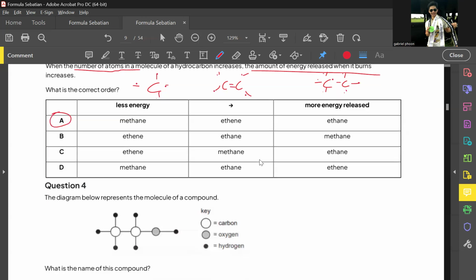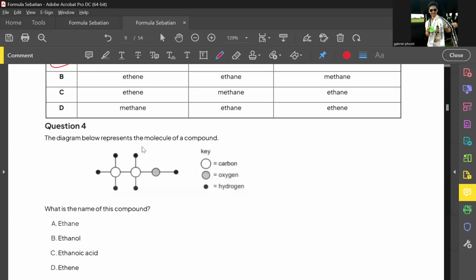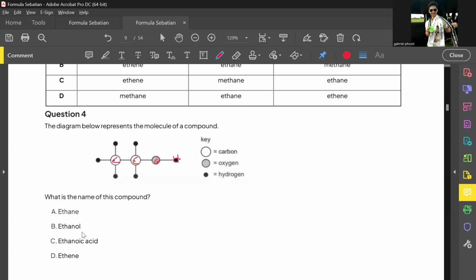Okay. Then the diagram below represents the molecule of a compound. Oh, it's all here. Okay, so there's carbon, hydrogen, oxygen, and carbon. Obviously, this is going to be an alcohol, right? And the only answer is ethanol, guys, 2 C's.